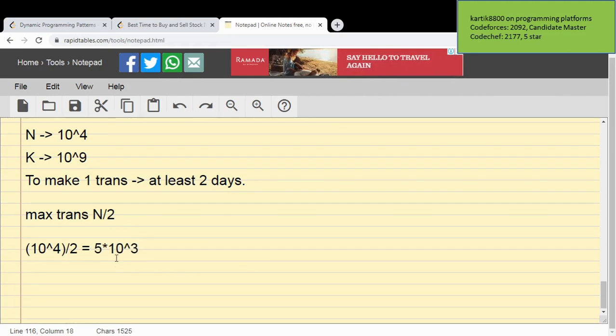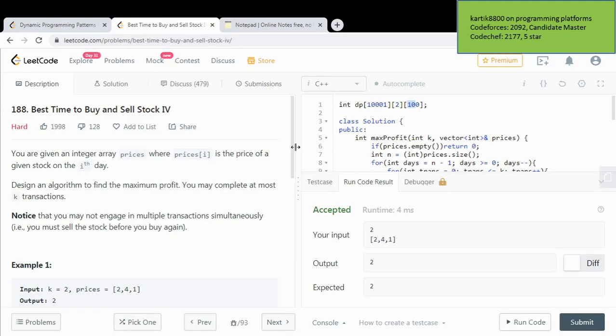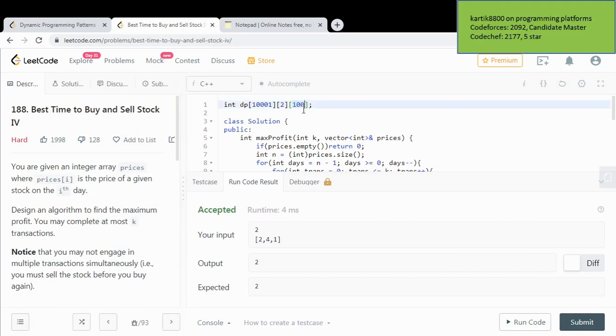No matter what the test case is, the maximum number of transactions you'll ever make is 5,000, because one transaction requires 2 days, so you can make at most n by 2 transactions, and n is up to 10 power 4. So if I set this as 5001, the maximum transactions allowed, and when I come here, I will be like, okay, they say that K is up to something, but I know that no matter whatever the value of K is, I will either be making at most K transactions or n by 2, whichever is lesser.